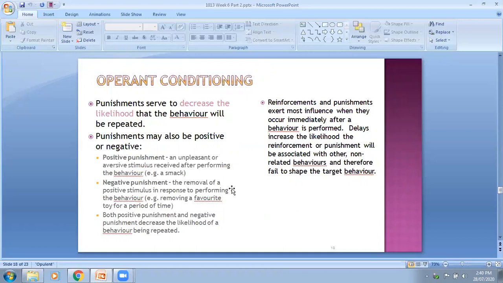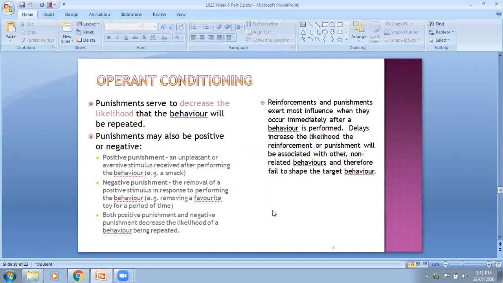A negative punishment is the removal of something. So removing a favourite toy. It could also be if you get caught speeding, removing your licence. So it's negative, it's taking something away, and it's a punishment. So you're taking away something that people like. Okay? Both positive punishment and negative punishment decrease the likelihood of a behaviour being repeated.